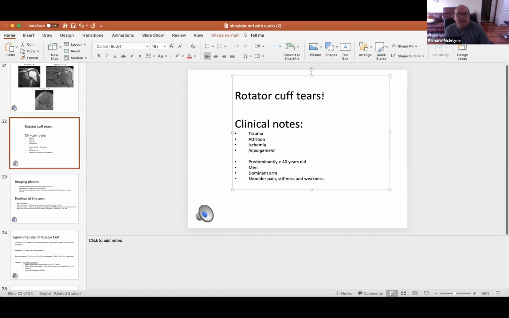So rotator cuff tears. How do they form? Through trauma, through attrition, which is just repeated activity or wear and tear. Through ischemia, which is loss of blood supply, and we also have impingement. Okay, so we might have inflamed structures around that supraspinatus tendon. Predominantly greater than 40 years old, predominantly men, predominantly the dominant arm, and symptoms are shoulder pain, stiffness, and weakness. Okay, so that's how they present.